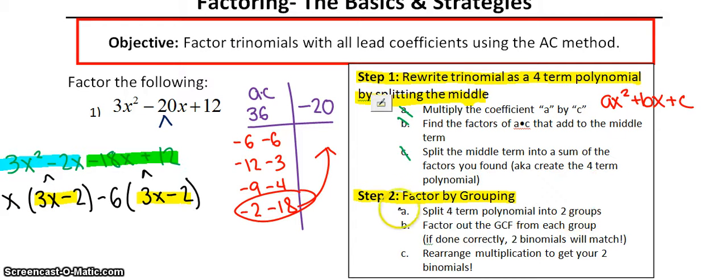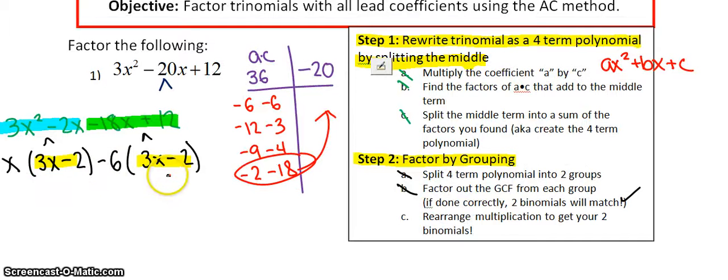So we split the 4-term polynomial into 2 groups. We factored out the GCF, or just factored each group, and the binomials match. Check. So now what we want to do is rearrange the multiplication to get our 2 binomials. As I look at this expression, I notice that it's really repetitive. I wrote the 3x minus 2 two different times. So instead of repeating that, let's just write it once as 3x minus 2. And instead of writing that it's being multiplied by x and by negative 6, we can just tell another binomial what to multiply 3x minus 2 by. So one thing we have to multiply 3x minus 2 by is x.